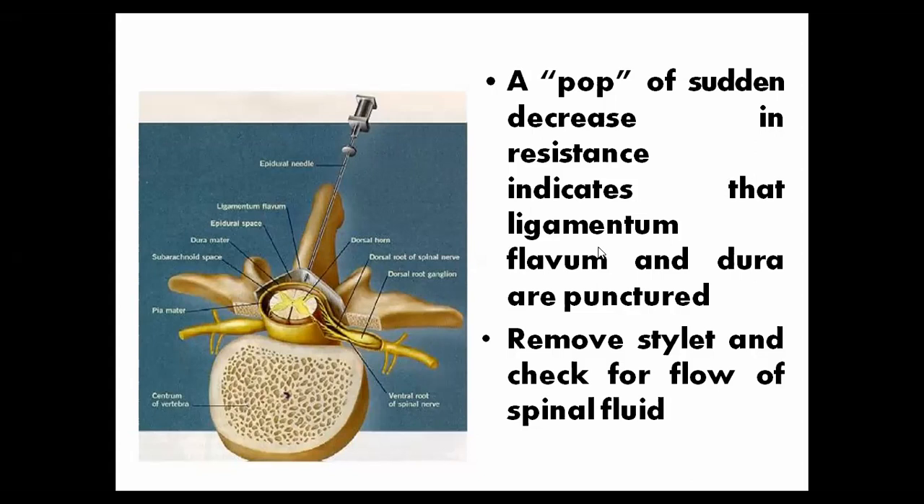Now, when you insert the needle with the bevel up, you will feel a sudden decrease in resistance, which indicates that you have punctured the ligamentum flavum and dura. Now we have to remove the stylet and check for the flow of spinal fluid. As soon as your needle is in the subarachnoid space and you remove the stylet, you will feel the flow of CSF. A clear fluid will come. Then it is confirmed that it is in your subarachnoid space.